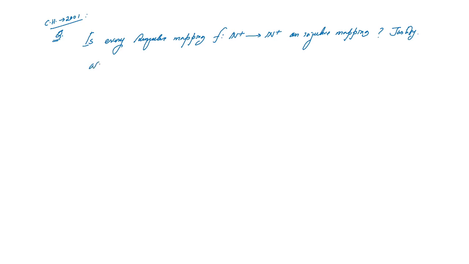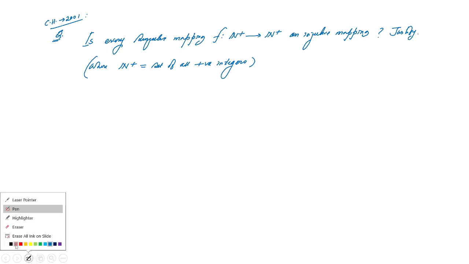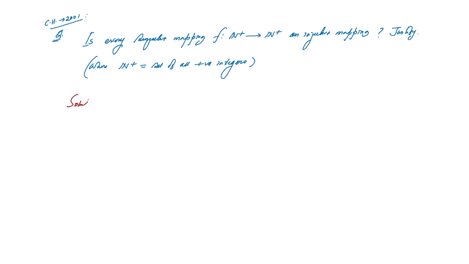What is N plus? Where N plus is equal to the set of all positive integers. So what we will do here, what should be our answer? Our answer is no. Every surjective mapping from N plus to N plus may not be injective mapping.